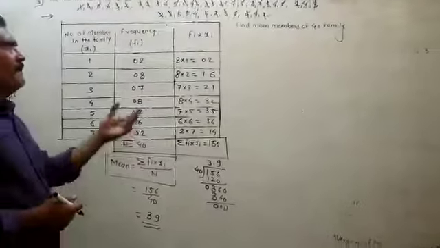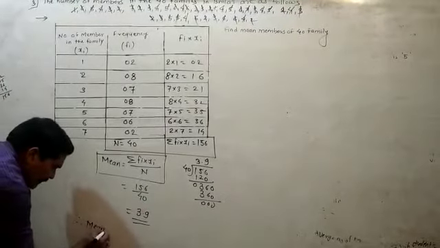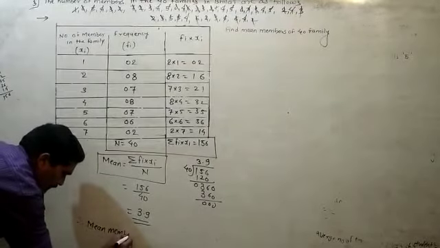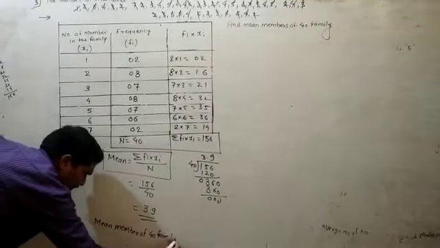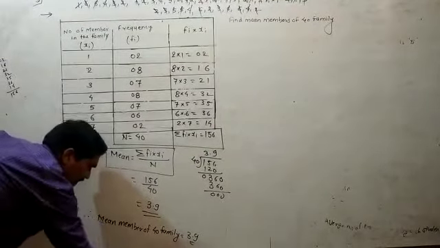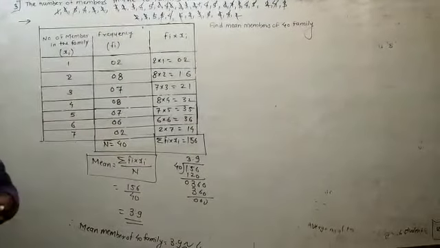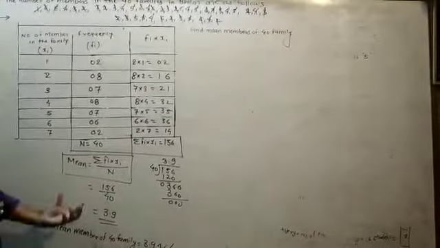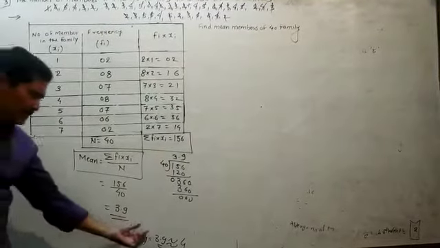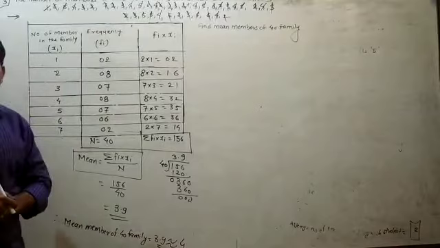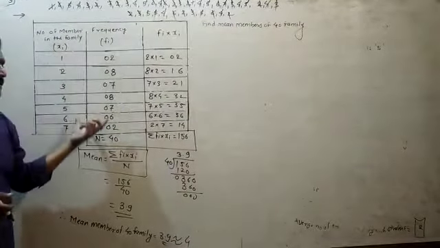This is the mean member of the 40 families. Therefore the mean member of the 40 families is equal to 3.9. 3.9 is equivalent to 4. This means the mean is 4. The mean number of members in the 40 families is 4, because 3.9 is equivalent to 4.